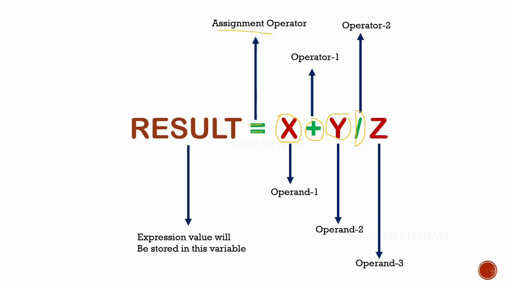Basically we are just assigning whatever result we are getting from here to this variable. So this answer, whatever we are going to get, is getting resolved to a single value, and this is an expression. When this entire result gets resolved to a single value, it is an expression. The expression value will be stored in this particular variable, that is result. This is our operand 1, operand 2 and operand 3, and these are called operators. About each operator we are going to study.